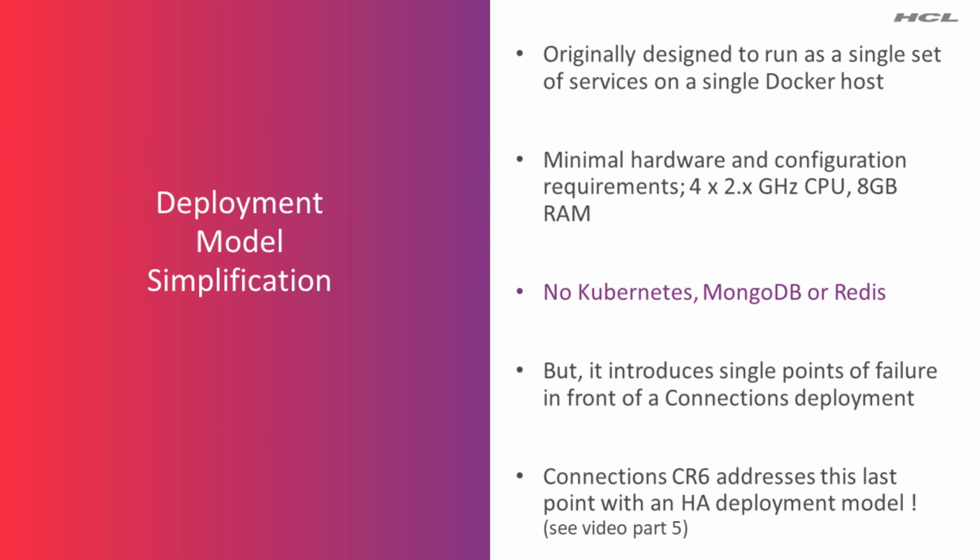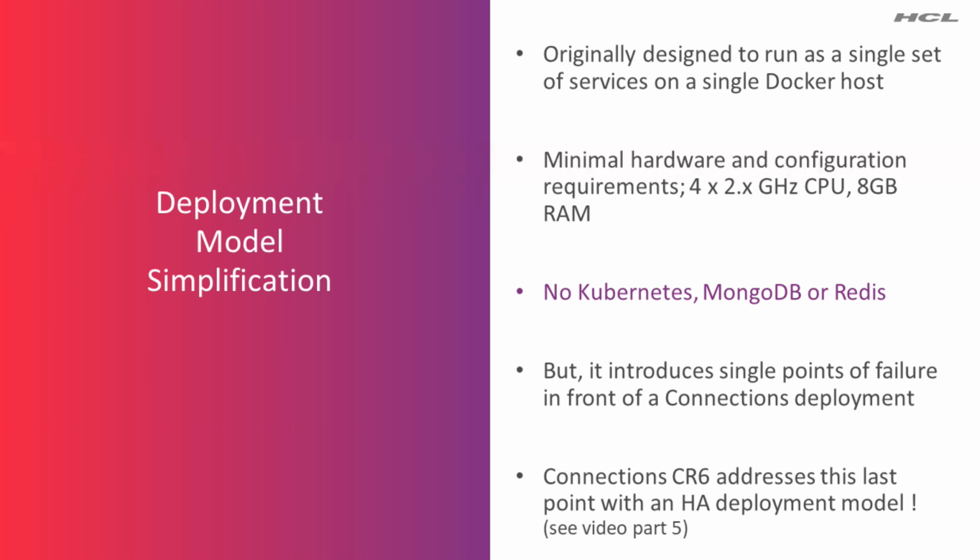However, without a Kubernetes cluster and orchestration of multiple instances of the services, the Customizer components can become single points of failure that impact access to Connections if they have a problem. So while the Lite model was great for proof of concept, it was not robust enough for a full production deployment. With the arrival of Connections CR6, that gap has been addressed with a deployment model called Customizer Lite HA.